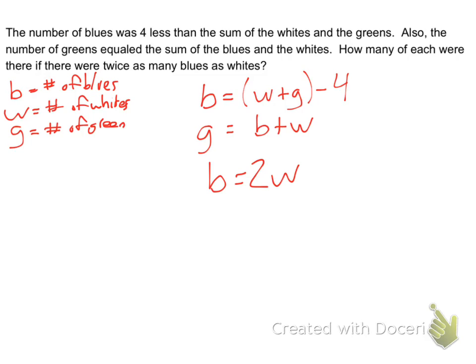Now, guys, how many equations do I have? 3. How many variables? 3. You have enough to solve. It says how many of each, so you need to state how many blues, how many greens, and how many whites. This is all about substitution. You have to be able to get down to one equation and one variable.